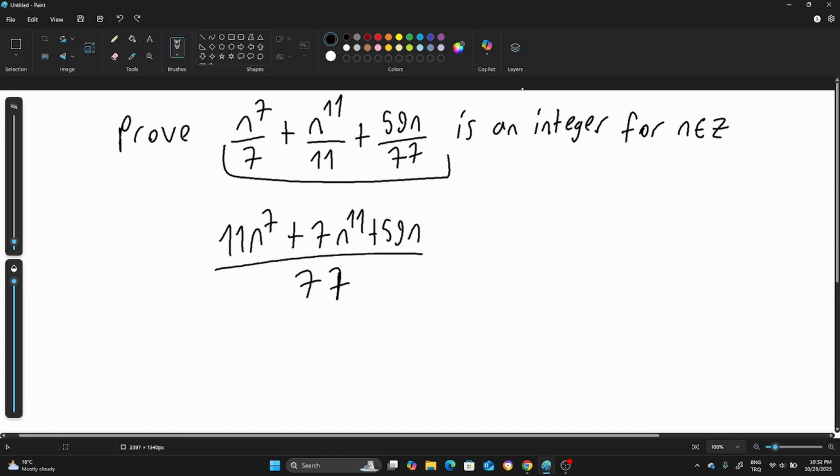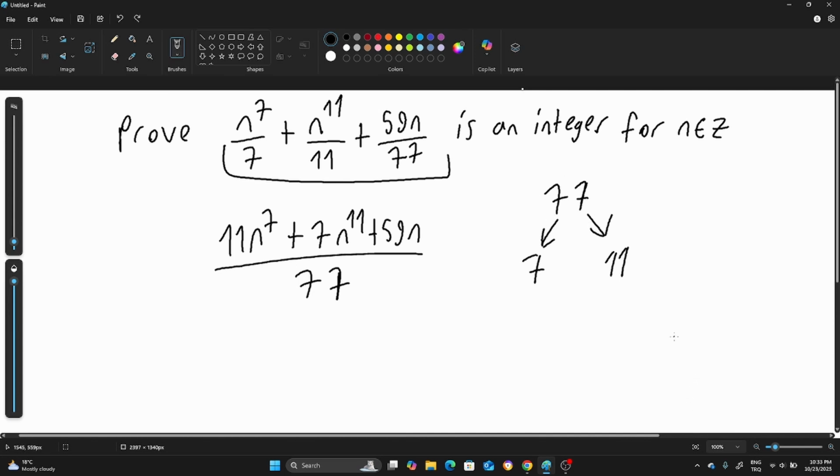So we have to look at the cases where this number is divisible by 77. If a number is divisible by 77, it will also be divisible by its prime factors, which are 7 and 11. So if we show that a number is divisible by both of these numbers, then it will be divisible by 77. Basically, this comes from the Chinese remainder theorem.